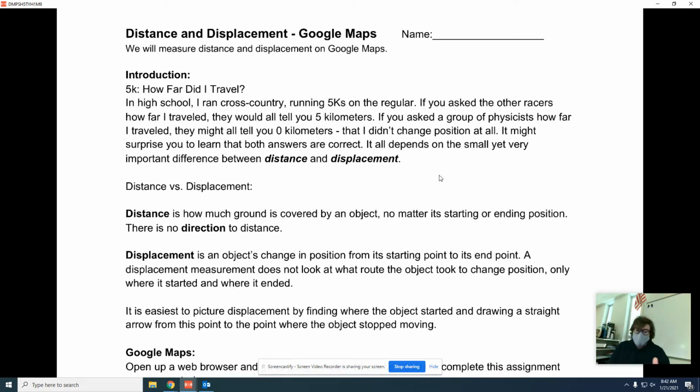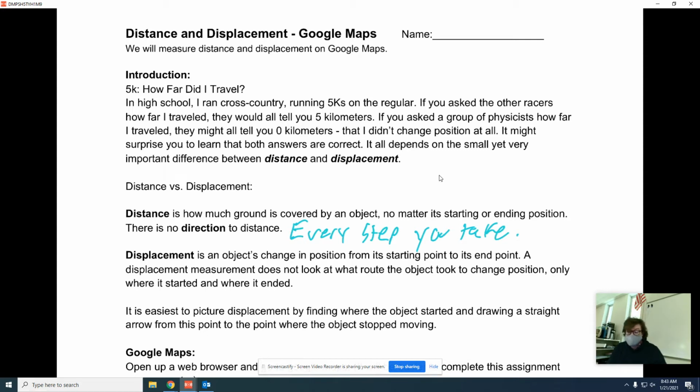So if we look, we've got 2 different terms that we're talking about, distance and displacement. Distance is how much ground is covered by an object, no matter its starting or ending position. There is no direction to distance. A little note that I think we can add here about distance: when we're measuring distance, we are measuring every step you take. I would encourage you to write that note down. Whenever we're talking about distance, we're talking about every single step that you take.